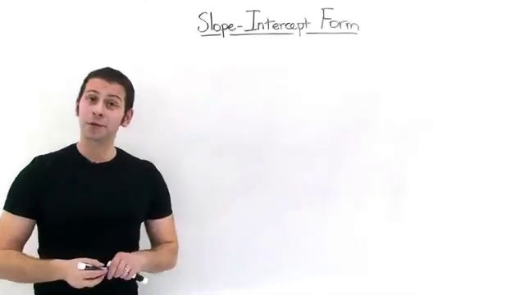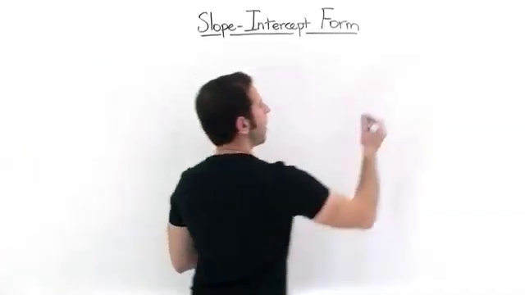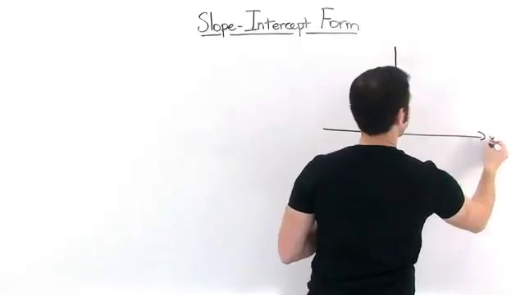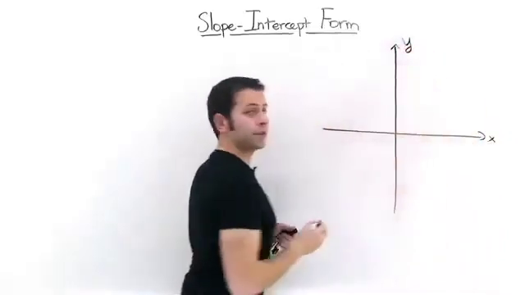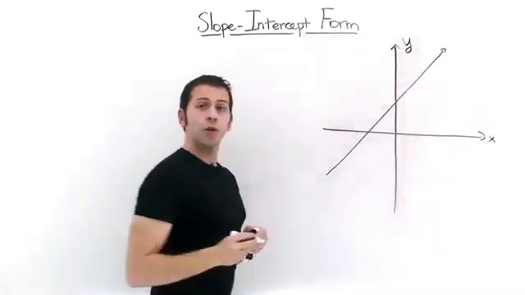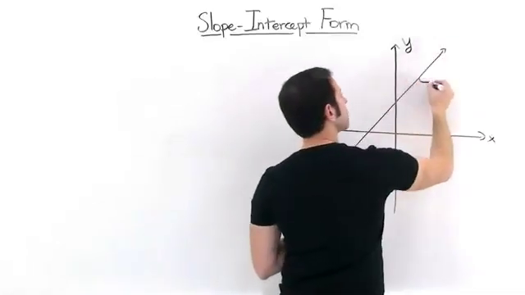So let's talk a little bit about slope-intercept form. Imagine that we have a line that's plotted on coordinate axes. So we have an x-axis, a y-axis, and now we're going to draw our line in. There's our line. So this line has a couple of properties.